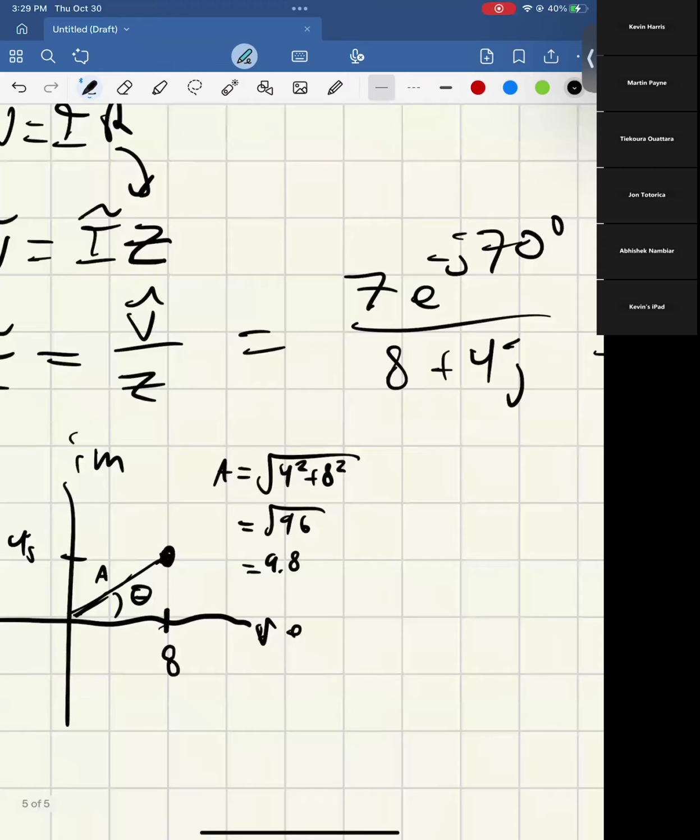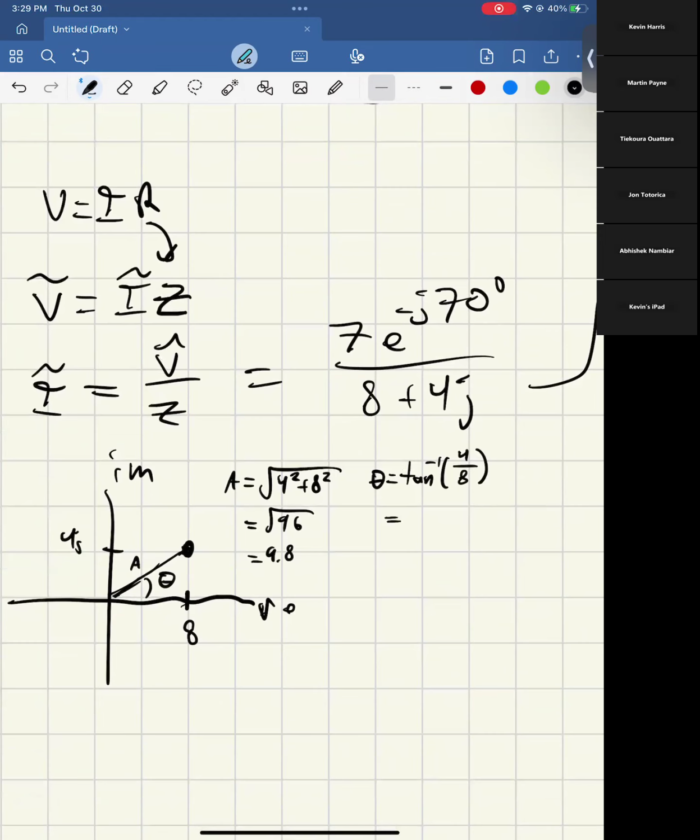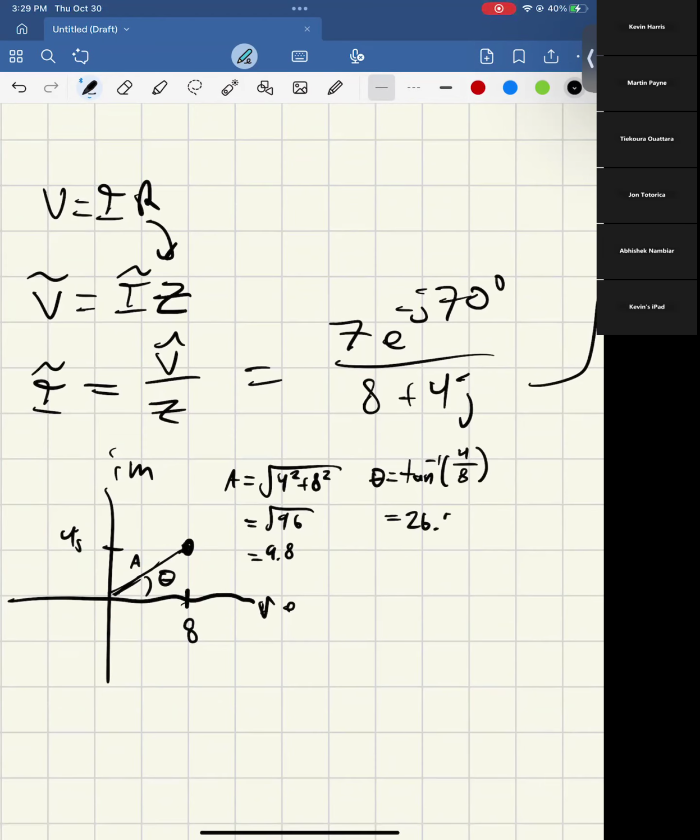And then theta, based on trigonometry, is the inverse tangent of the imaginary part over the real part, because it's the opposite over the adjacent. The opposite is going to be the imaginary part, so just 4, and then the real part is 8. If we plug 4 over 8 into our calculator, we get 26.56 degrees.